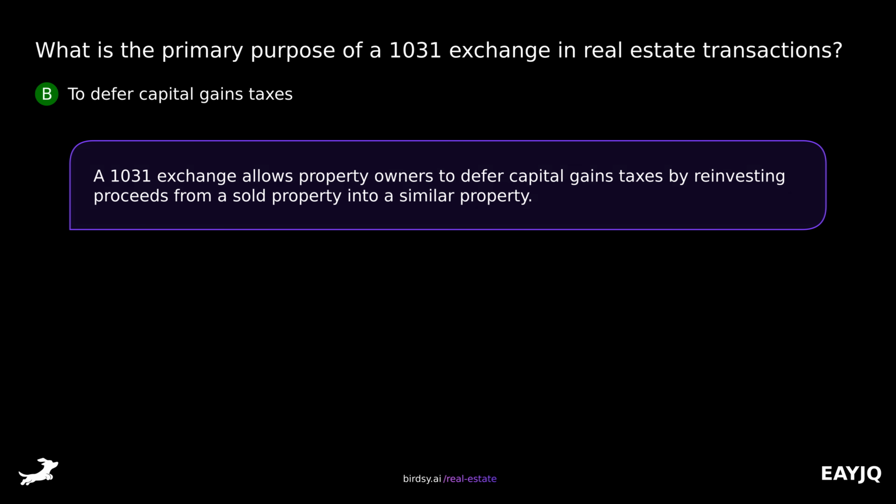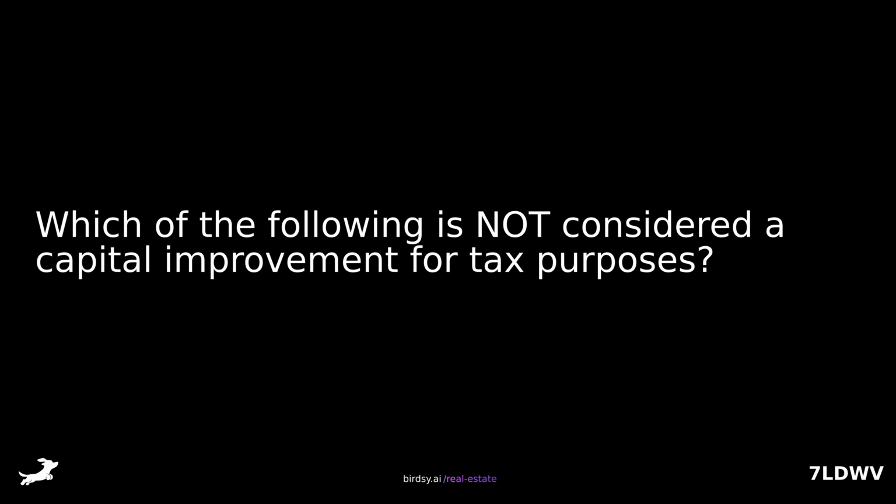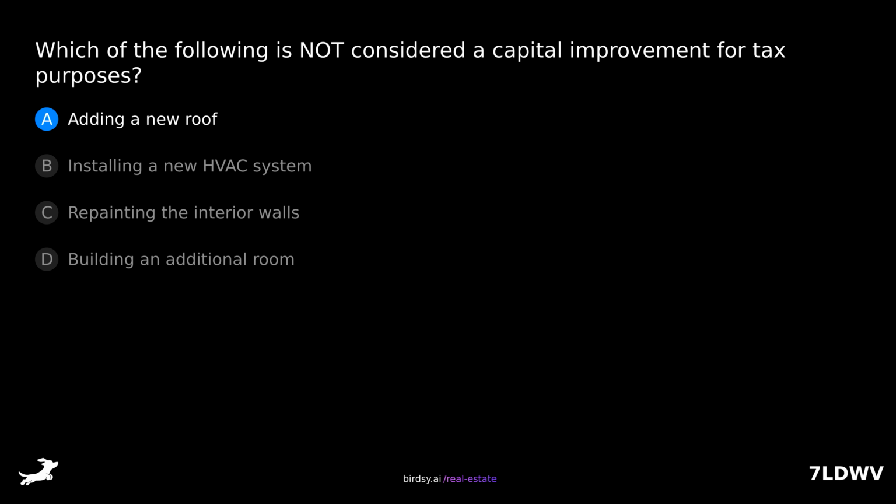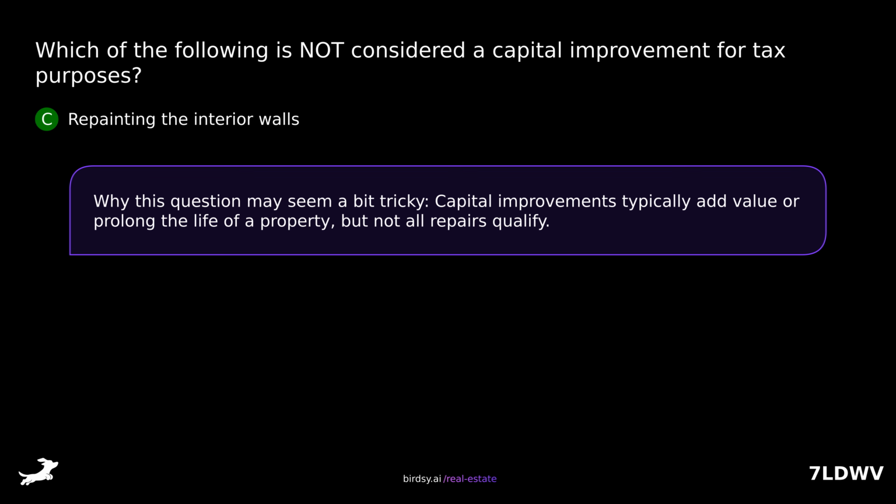Which of the following is not considered a capital improvement for tax purposes? Is it A, adding a new roof, B, installing a new HVAC system, C, repainting the interior walls, or D, building an additional room? The answer is C, repainting the interior walls. This question may seem a bit tricky. Capital improvements typically add value or prolong the life of a property, but not all repairs qualify.